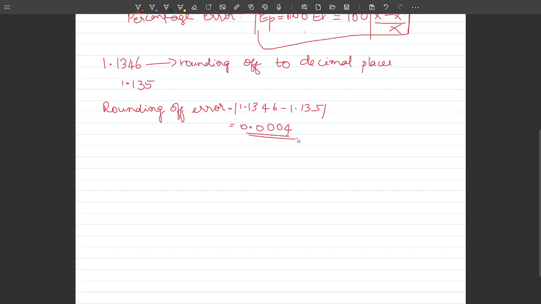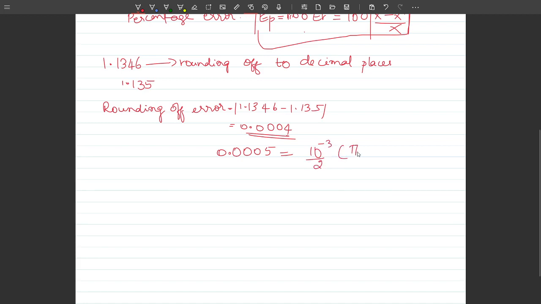If you take any number and round it off to 3 decimal places, the difference won't go beyond 0.0005. You can check this with any other numbers. If you take any number and round it off to 3 decimal places, you won't get a difference greater than 0.0005. So I can write this as 10 to the power minus 3 divided by 2.